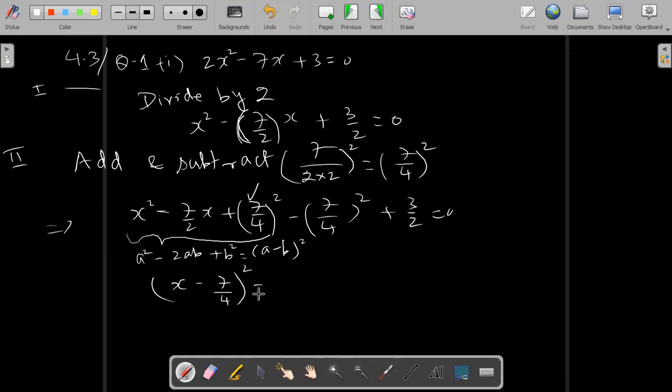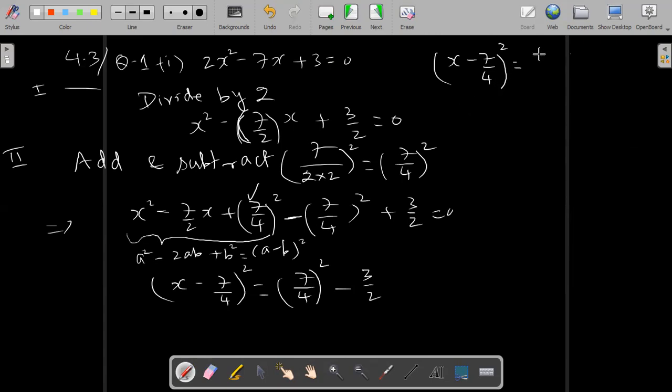Then the other terms you bring on the right hand side first. This minus, always it will be minus. So bring it on the right hand side, this will become 7 by 4 whole square. And this plus will become minus 3 by 2. Now you will solve the right hand side and keep the left hand side as it is. Do not touch the left hand side because our target has been achieved: we made the whole square, completed the square.